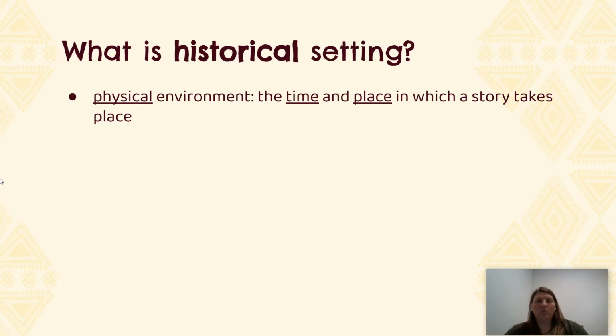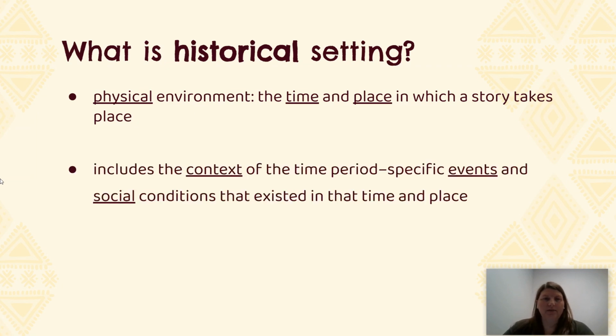So again, this is like what we can see, the time and place in which the story takes place. This also includes the context of that time period. The novel Things Fall Apart is historical fiction, which means that it is based on the actual history of that time period, what things were actually like, but they are fictionalized places and characters.